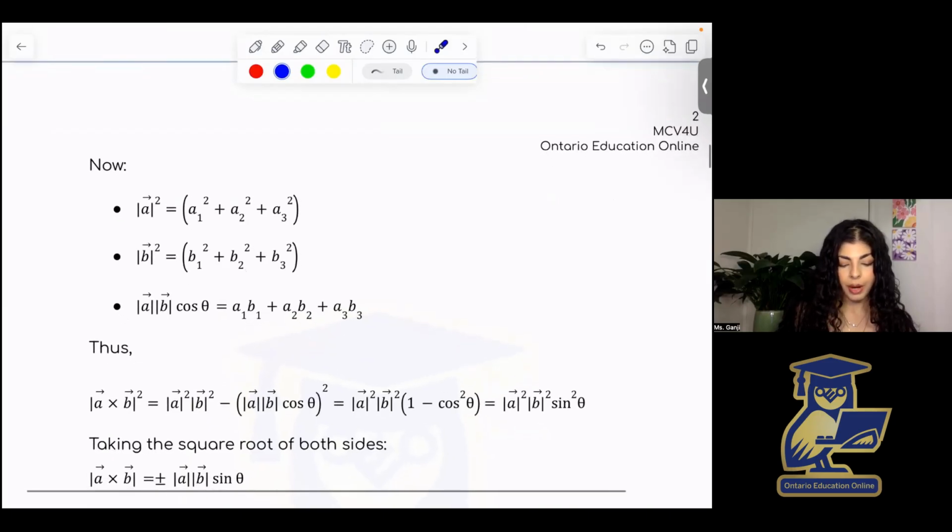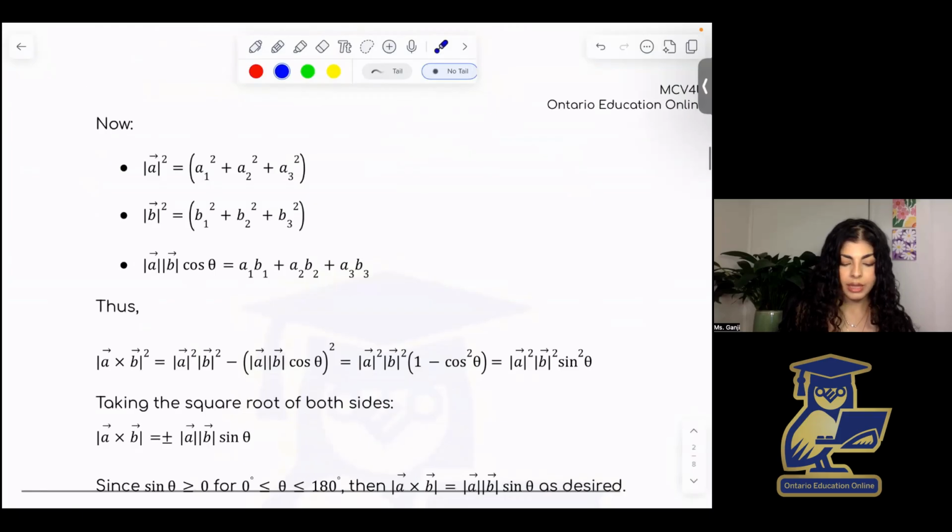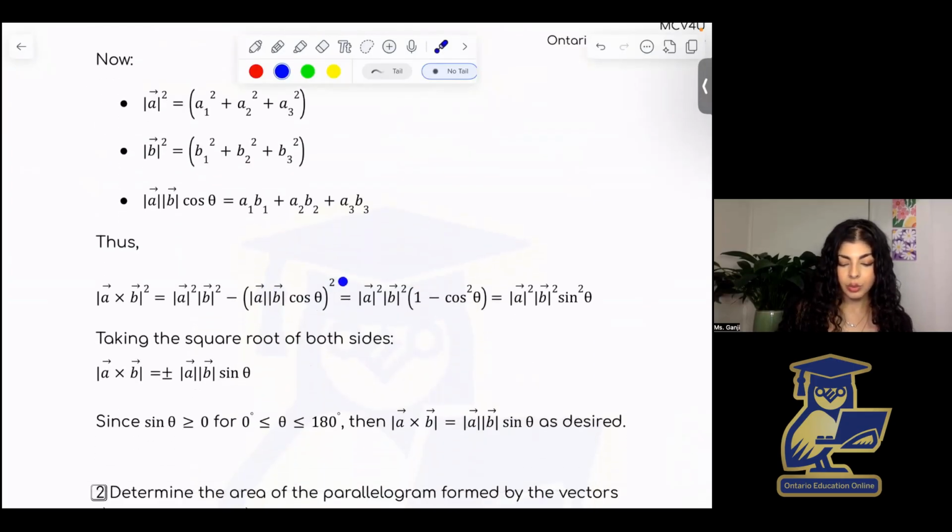So now I'm just going to rewrite all of this in terms of these new definitions. So I have the magnitude of A squared times the magnitude of B squared, and minus here, the magnitude of A times the magnitude of B cosine of theta, squared. If I distribute this square, I have the magnitude of A squared, the magnitude of B squared, and cosine of theta squared. So I actually have the magnitude of A squared times the magnitude of B squared in common in both of these terms, so I factor that out. In the first term, I just have 1, and in the second term, I have cosine of theta squared.